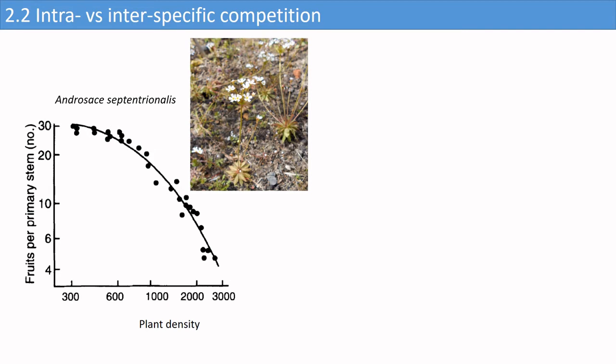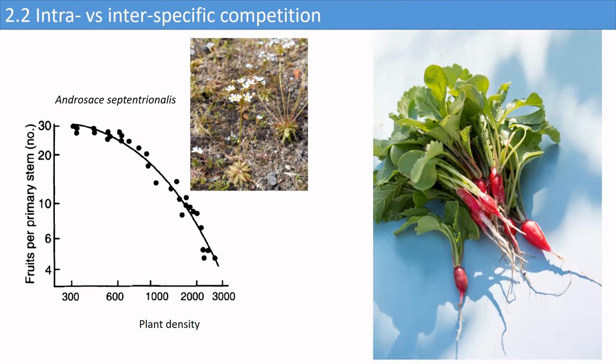But I don't even need to show you experiments like this. I mean, any gardener knows what happens if you don't remove your carrots or your radishes when you're growing them. If they grow too close together, there is competition for resources, and then you don't get the juicy roots of radishes that you are aiming for.